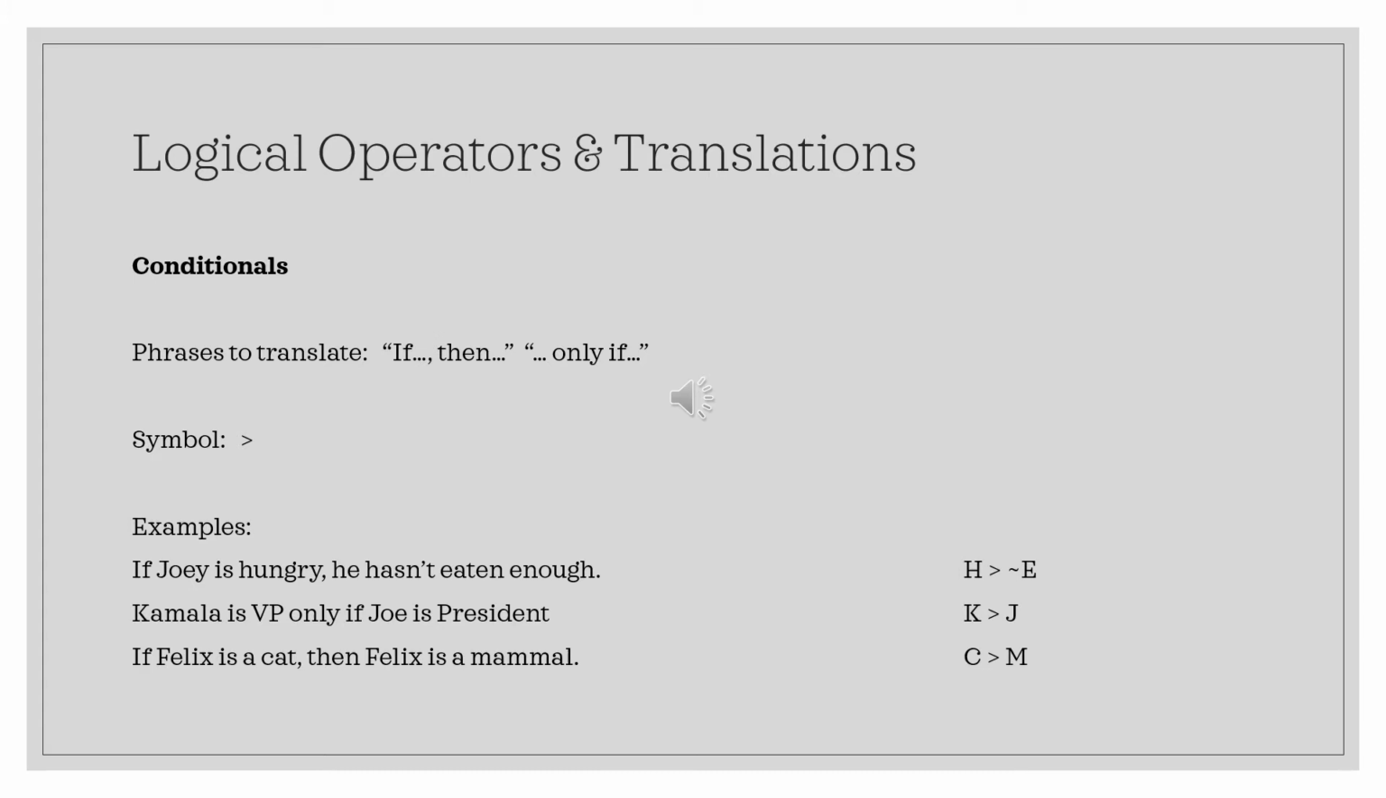More simple one, right? Kamala is vice president only if Joe Biden is president. That one's super obvious and straightforward. You just translate the only if as an arrow and stick it right there in between the K and the J. And then finally, if Felix is a cat, then Felix is a mammal, right? So Felix is a cat is the letter C, and Felix is a mammal is the letter M, and the arrow goes right in between as well.